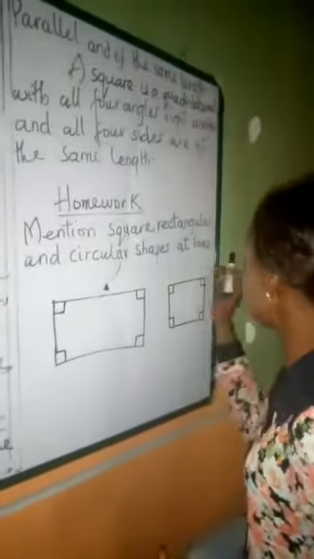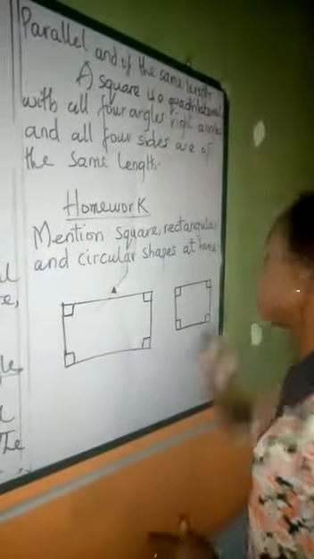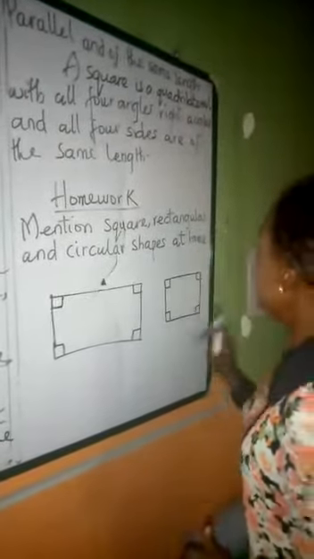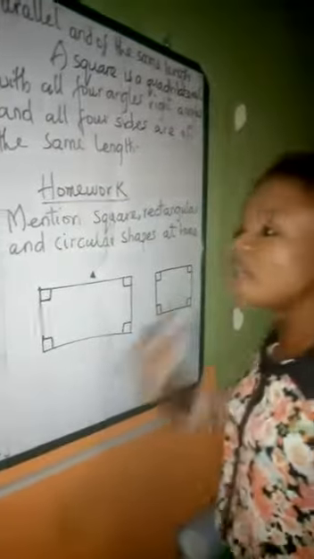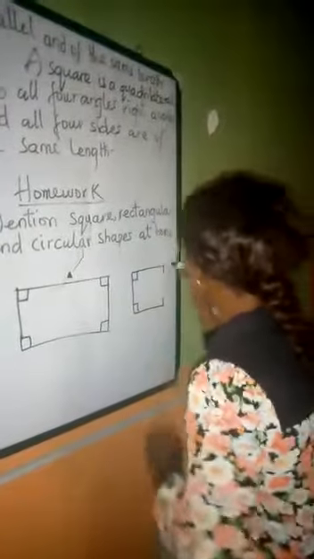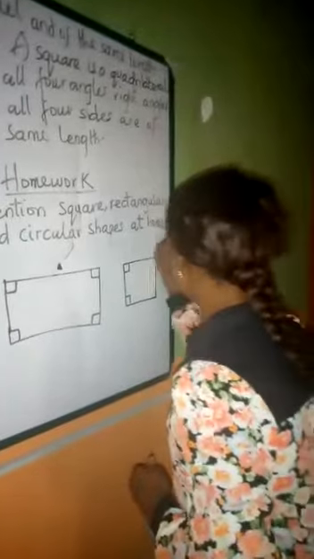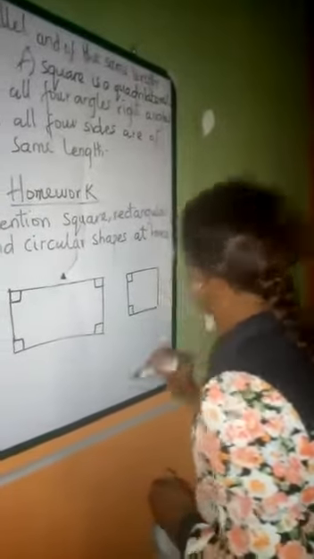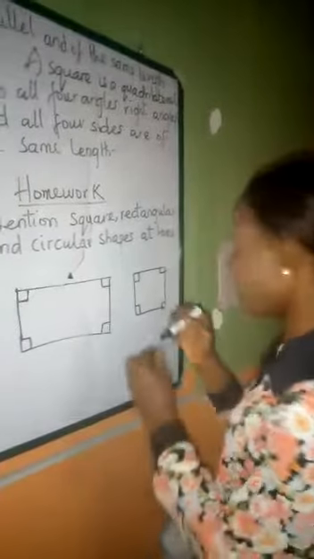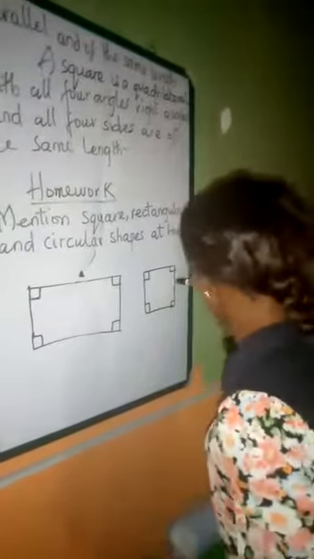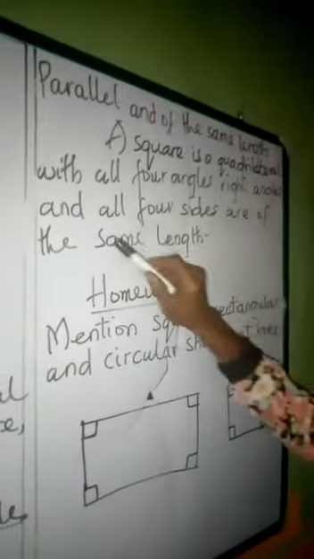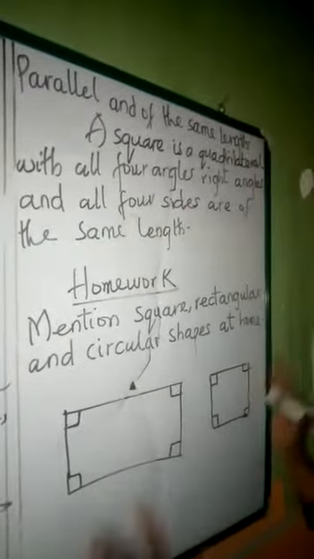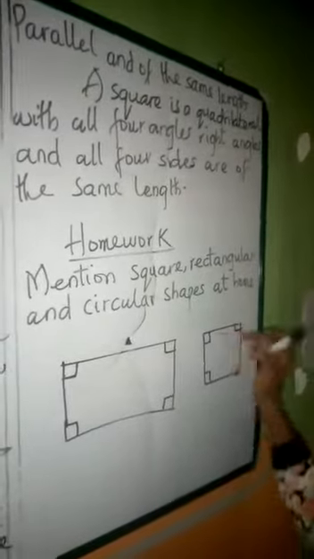So all these four angles are right angles. And the four sides are of the same length. The four sides of a square are equal. No one is higher, no one is taller, no one is bigger. They are of the same length. So a square is a quadrilateral with all four angles being right angles, and all four sides of the same length.